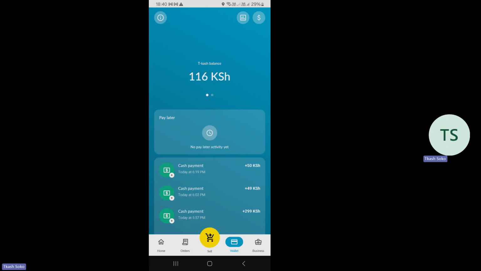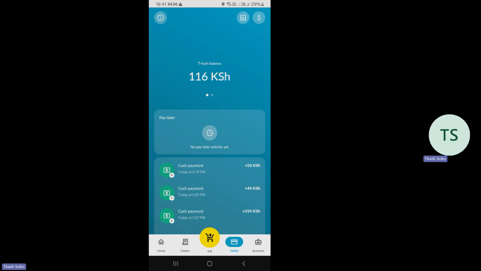The fees are very manageable. It is 1 shilling for any transaction below 100. And of course, it is 1% of any transaction that is above 100. And when these sales are made, you can access these reports via the wallet section. And of course, you can also top up your cash sale balance via the wallet section.